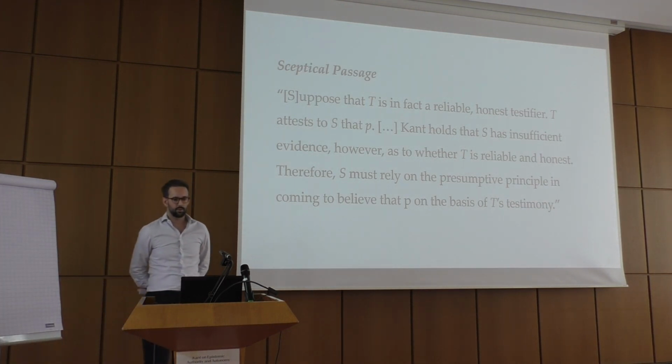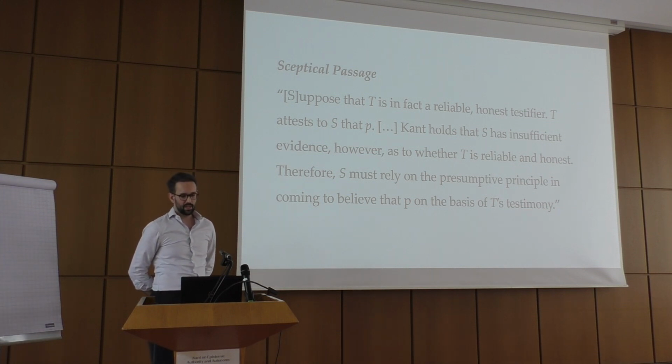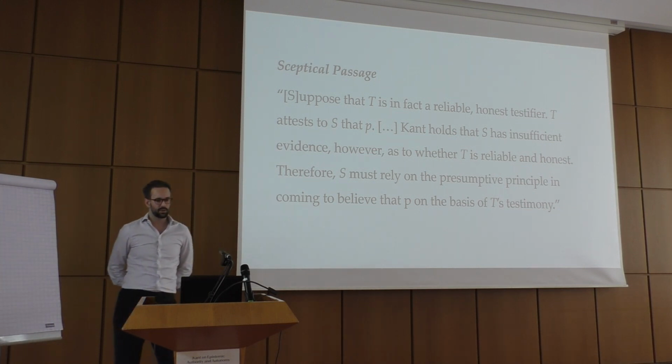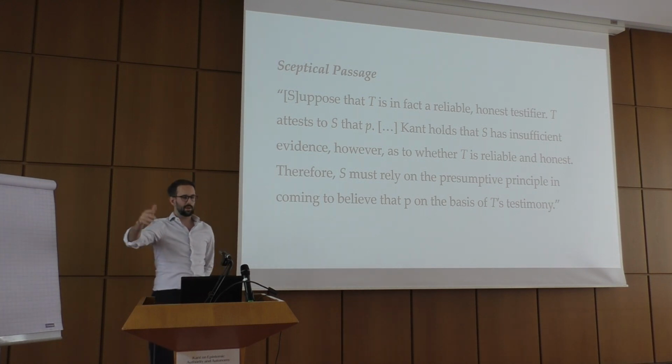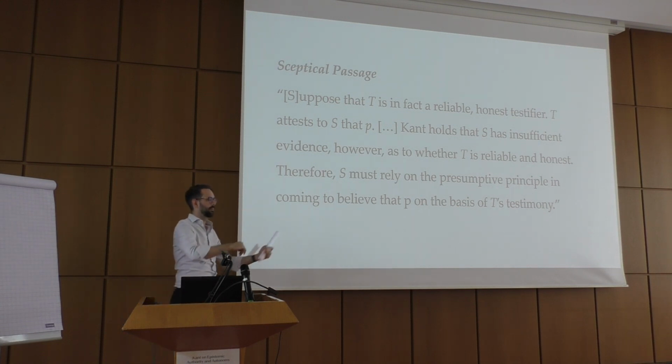Suppose that T is in fact a reliable, honest testifier. T attests to S that P. Kant holds that S has insufficient evidence, however, as to whether T is reliable and honest. Therefore, S must rely on the presumptive principle. And then you say, but that also can't be the case.